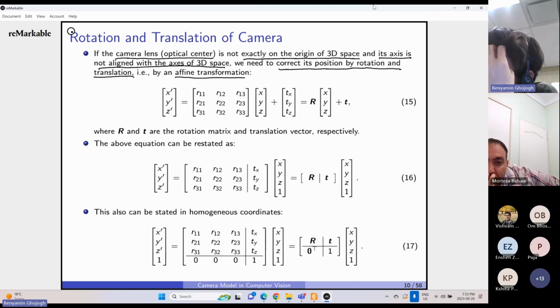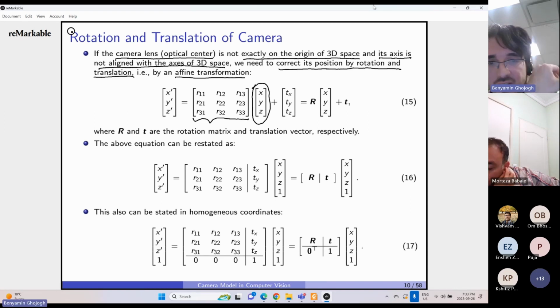So here, then what should we do? So x, y, z, we apply some rotation. This is a rotation matrix, right? Which is 3 by 3 because we are in the 3D space. Also, this is a translation vector. So it's also a 3-dimensional vector because we are in the 3D space, right?